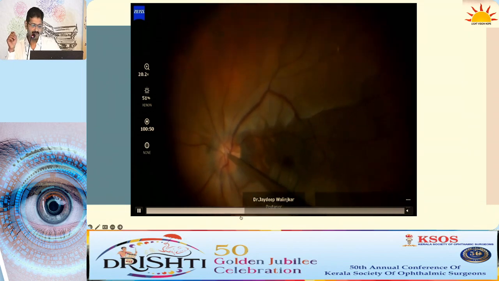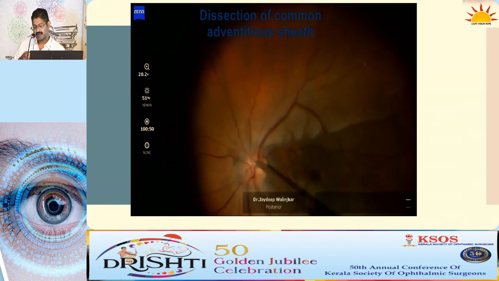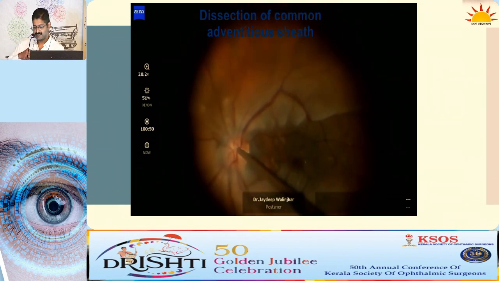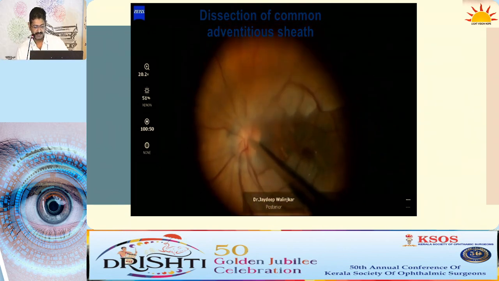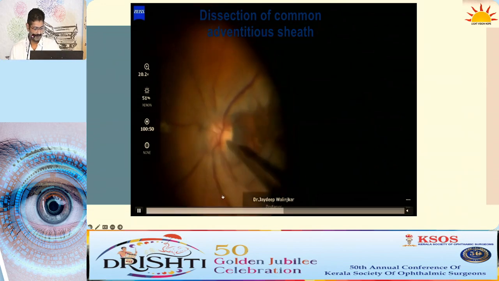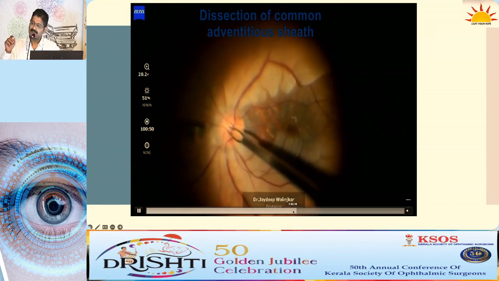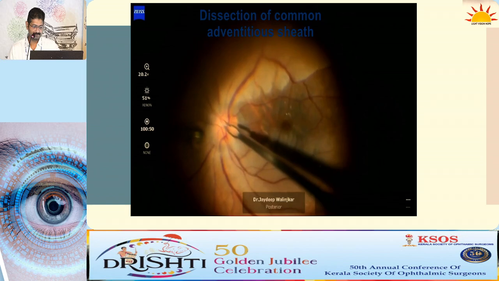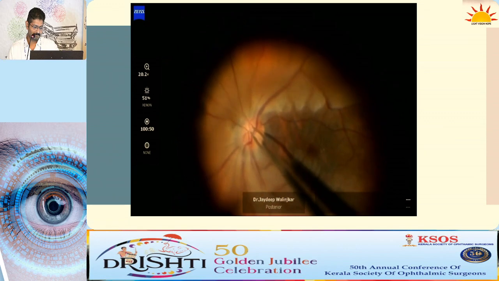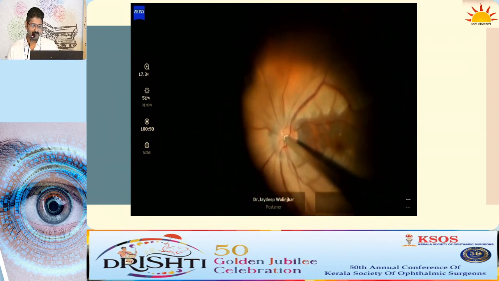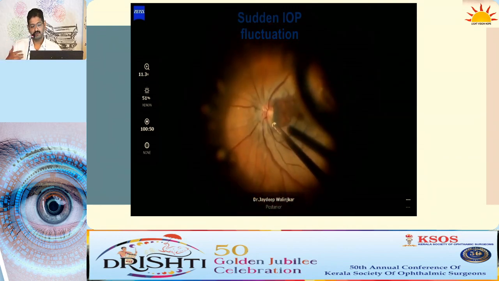After that, he has used an MVR blade to dissect the common adventitial sheath. The central retinal artery and the vein are encased in a sheath, and he's trying to dissect it with an MVR blade. You cannot do it completely, but at least some amount of it is done. Whatever bits of tissue are left there are taken up using an end-gripping forceps. And finally, again with the cutter tip, gentle pressure is applied over the central artery to dislodge it.